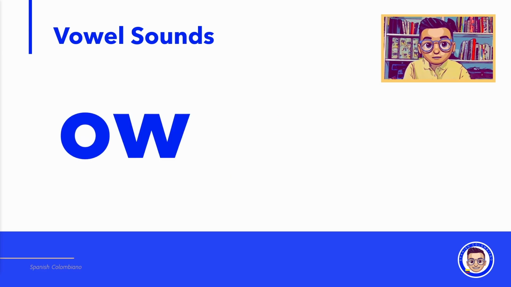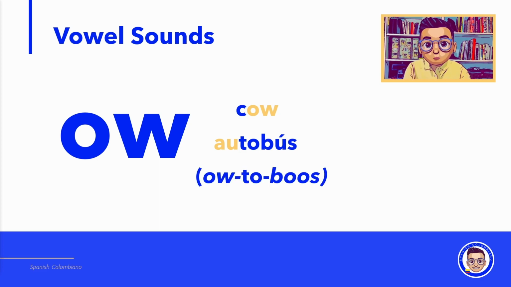The next one is O. You can find this sound in words in English like cow and words in Spanish like autobus. Cow, autobus. You pronounce au, autobus. Autobus means bus in English.